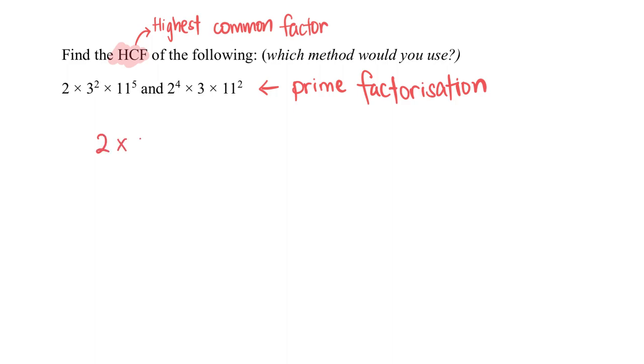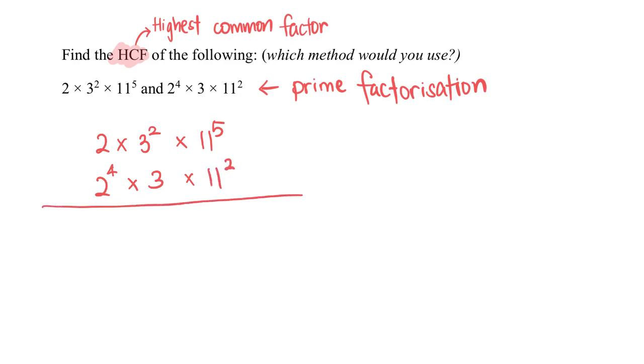2 times 3 power 2 times 11 power 5, 2 power 4 times 3 times 11 power 2. And so the HCF, I simply choose the one that has the smallest power. So in this case, comparing 2 and 2 power 4, I will choose 2. Comparing 3 power 2 and 3, I'll choose 3, the smallest power. 11 power 5 and 11 power 2, I will choose the 11 power 2.